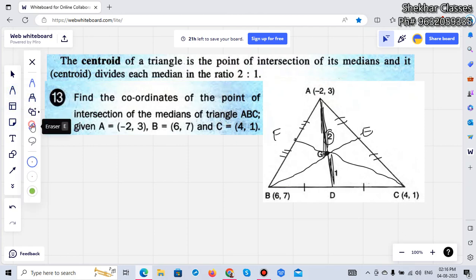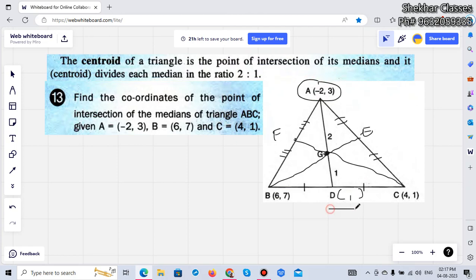So now we have to find the coordinate of the point of intersection, the coordinate of G. How to find it out? See, in this triangle, D is a midpoint. So I will find out the coordinate of D. Once the coordinate of D has been found out, I already have the coordinate of A, and we know that G divides AD in the ratio of 2:1. Using the section formula, I can find out the coordinate of G. Simple. So let's do this now.